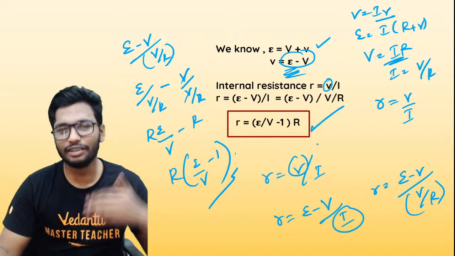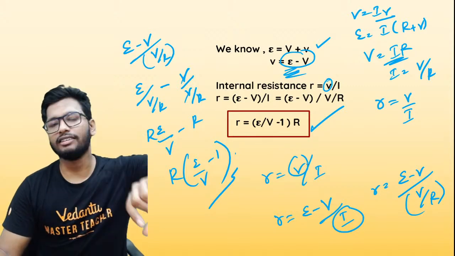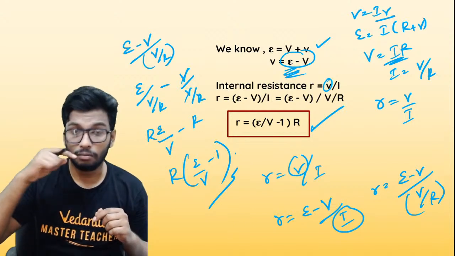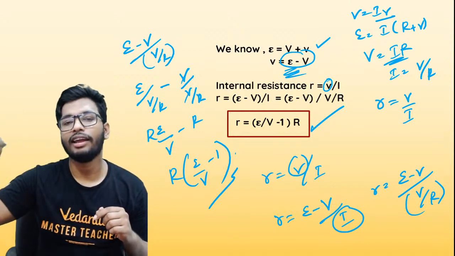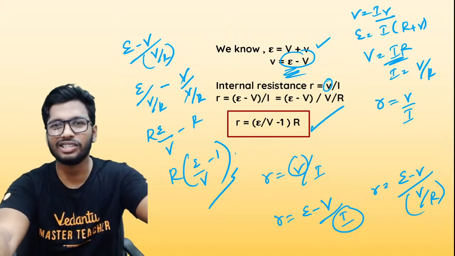So this is one more equation that you can remember, guys. Again, this is nothing but the internal resistance. Internal resistance is equal to the EMF of the cell divided by the potential difference minus 1, into R. This is another equation that you must remember.